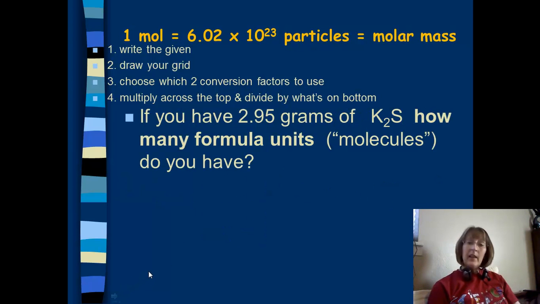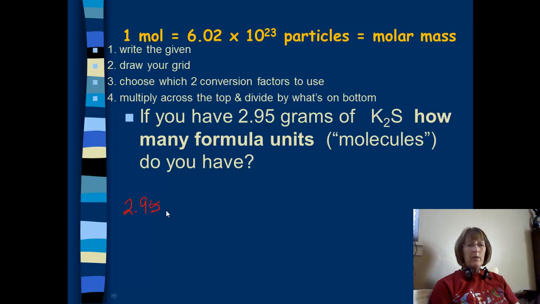Number 6. If you have 2.95 grams of K2S, how many formula units do you have? Again, formula units, that's what we call them when we're talking about ionic compounds. A lot of times we get lazy and we just call them all molecules. So K2S, what is that? Name the first element, then name the second element with the ending changed to IDE. So potassium sulfide.